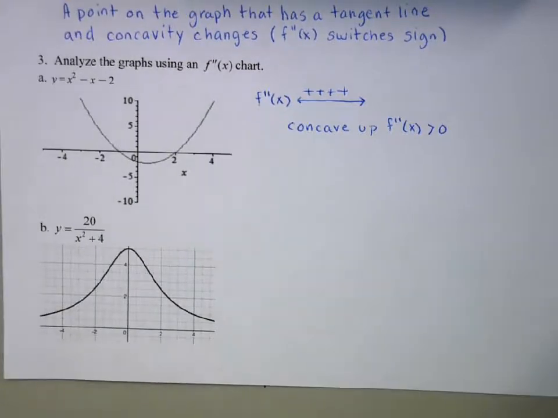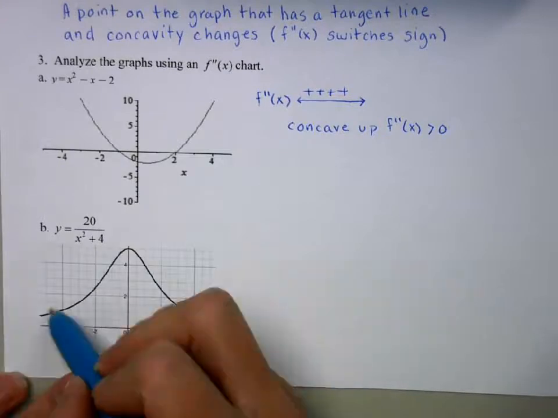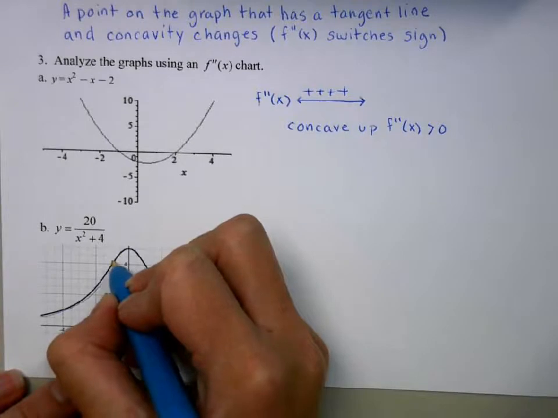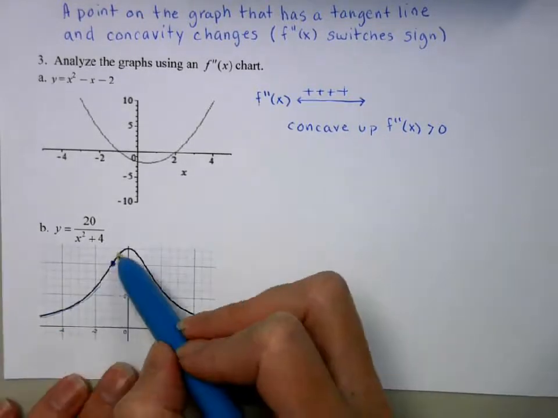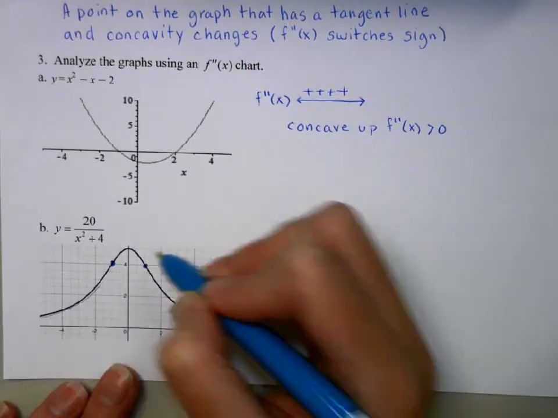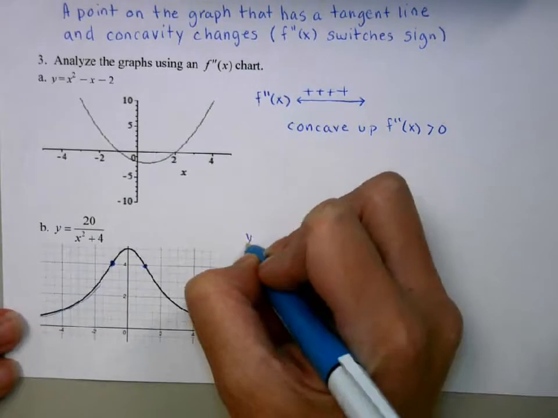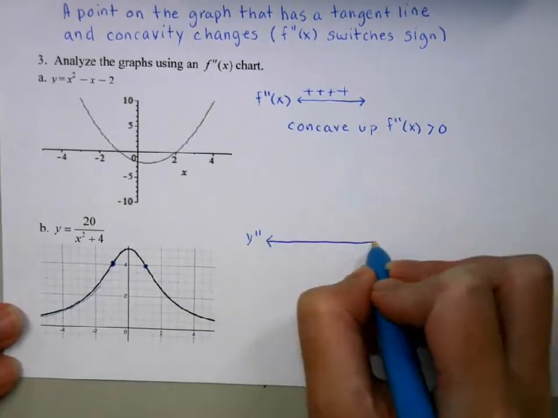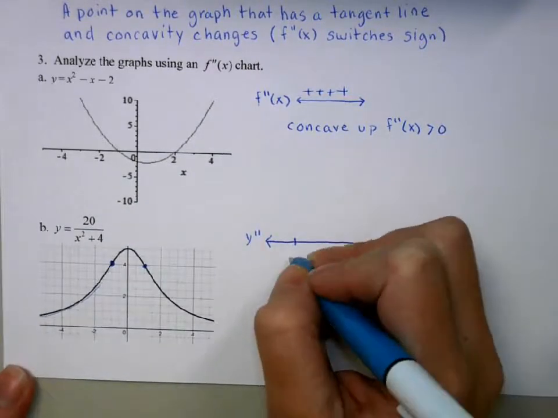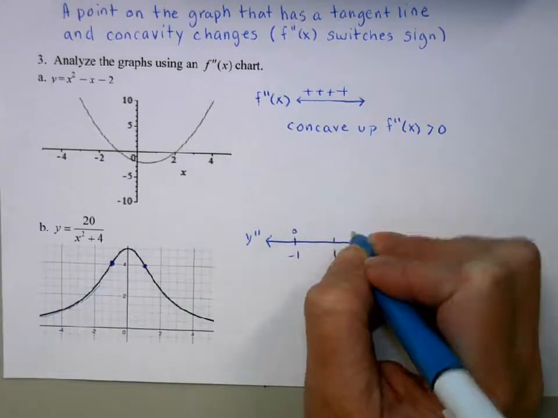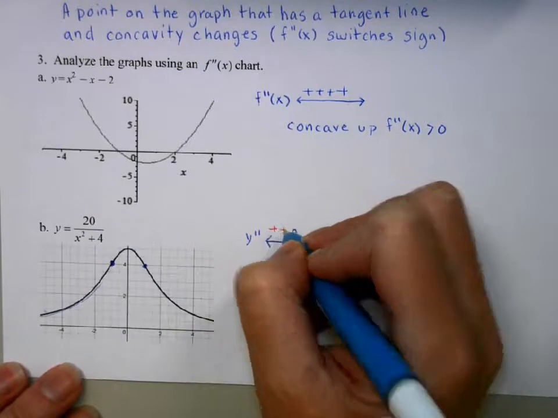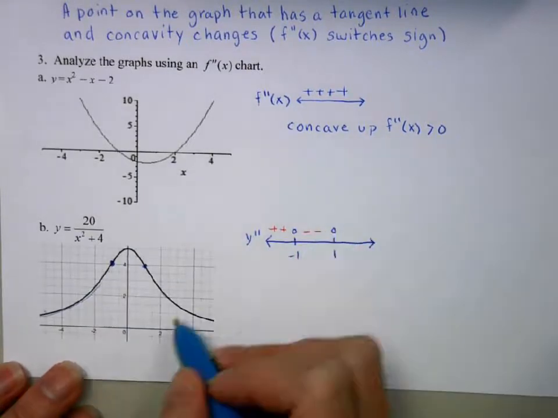Okay, this next one here, we're concave up, and then somewhere here it switches to concave down. I'm just going to kind of estimate that's about right here. Here we're concave down, and then at some point it switches to concave up. I'm going to call it about there. So if I were to do a second derivative number chart, the points where it switches concavity, the second derivative is going to be 0, so at -1 and +1. Then it's concave up for this part of the graph. It's concave down for this part of the graph, and it's concave up for this part of the graph.